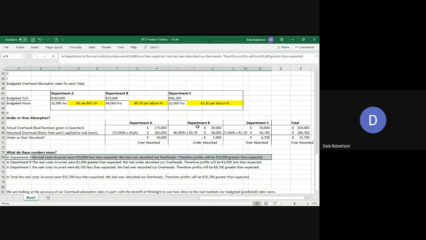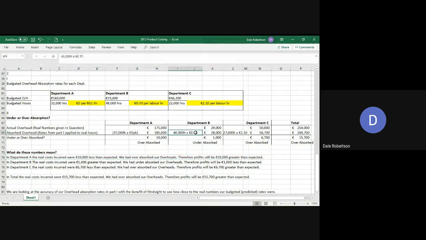Let's look at Department B. You actually had 29,000. Now you planned to have 70 cent per hour, and 70 cent per hour by 40,000 is 28,000. So actually, you underabsorbed by €1,000 there. Now, what does that mean? If you read Department B down here, the real costs incurred were 1,000 greater than expected. Therefore, we underabsorbed our overheads. Therefore, profits will be €1,000 less than expected.